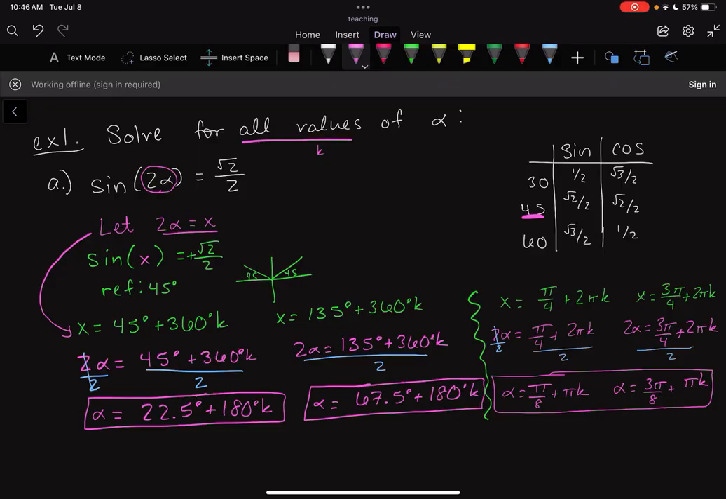Now, I'm not very picky about radians or not. Just be careful of what the question asks. But in general, that's what we're going to do for all of them. We're just going to let those parentheses equal something else. That way we can treat it like a 4.2 problem, and then we'll just replace the parentheses at the end. So let's do another one.